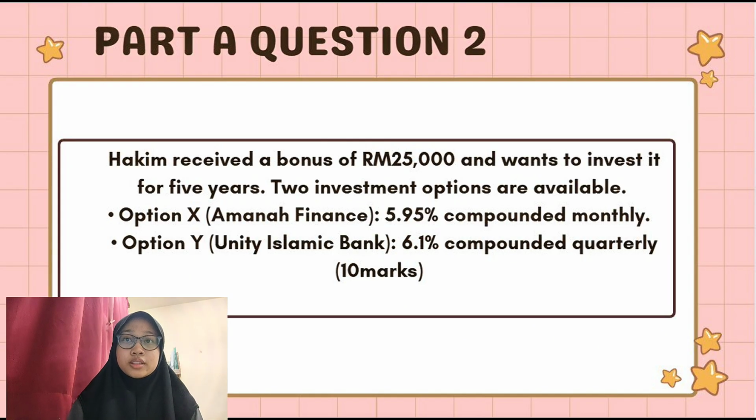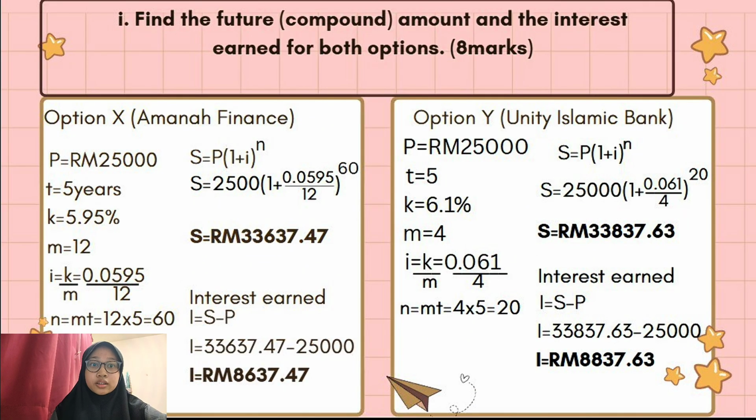Okay, the next is part A, question 2. Hakim received a bonus of 25,000 ringgit and wants to invest it for 5 years. Two investment options are available. Option X, Amanah Finance, 5.95% compounded monthly. Option Y, Unity Islamic Bank, 6.1% compounded quarterly. Okay, question: find the future compound amount and interest earned for both options.